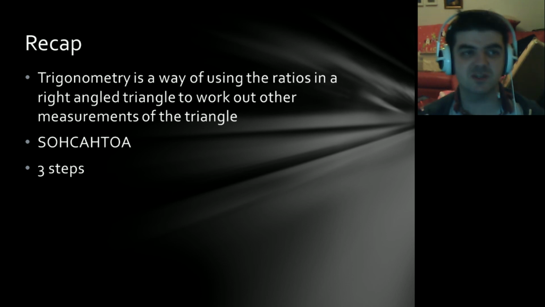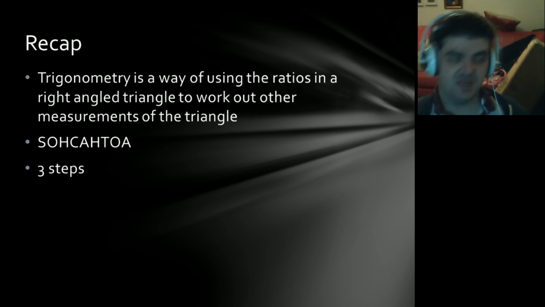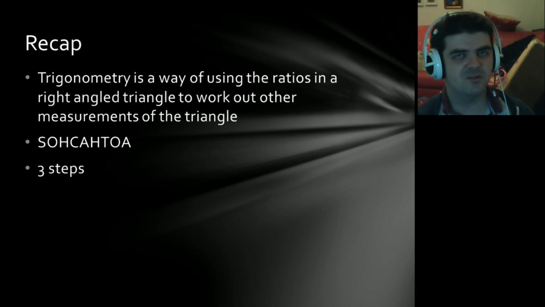Trigonometry is a way of using ratios in a right angle triangle to work out other measurements of the triangle. We use the acronym SOHCAHTOA, and we use the 3 steps, even though the third step is kind of using your calculator to solve the problems.